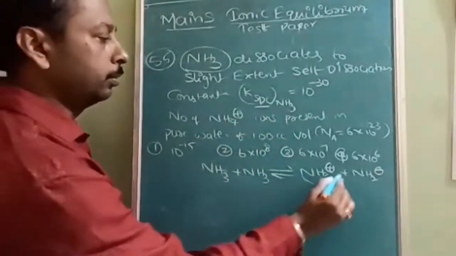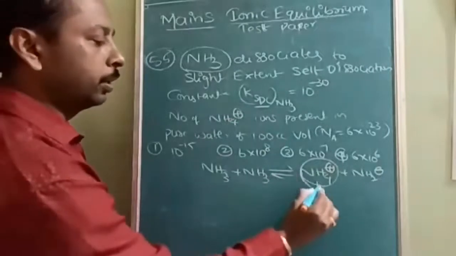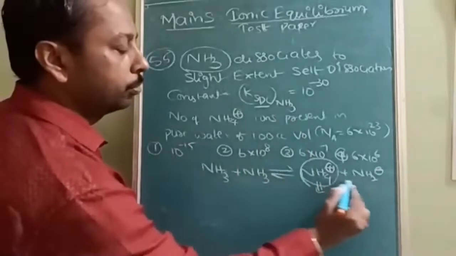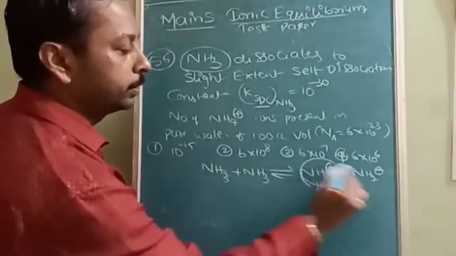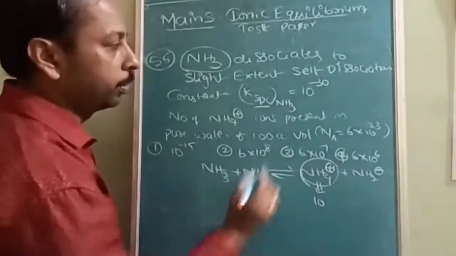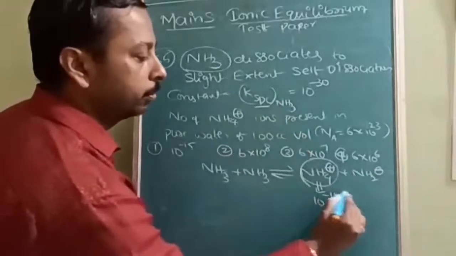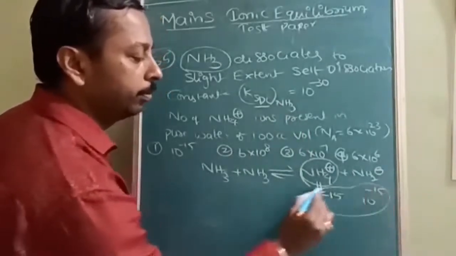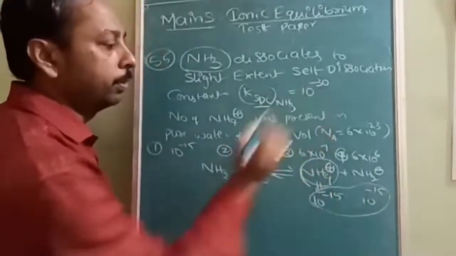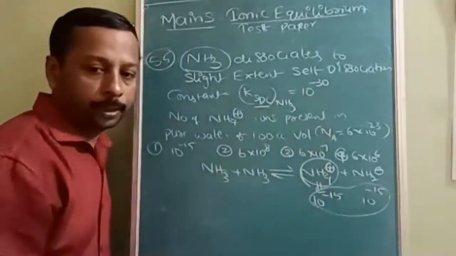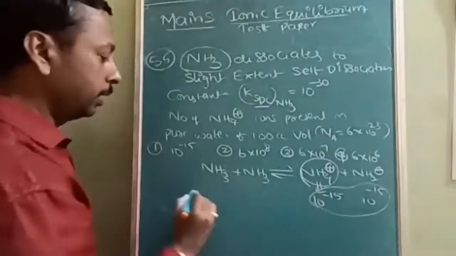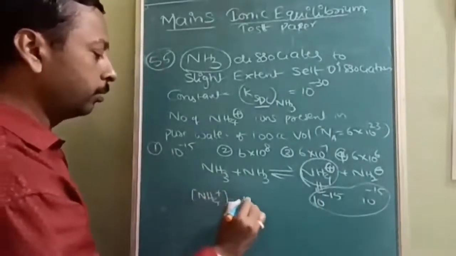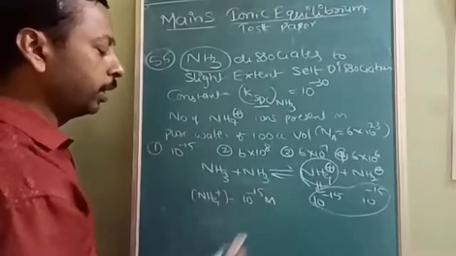Now the question is how many ammonium ions are present. That means these two concentrations must be the same because this is self-protolysis. So this will be 10 to the power of minus 15, and this will be 10 to the power of minus 15. By multiplying, you get 10 to the power of minus 30. So the concentration of NH4 positive is equal to 10 to the power of minus 15 molarity.